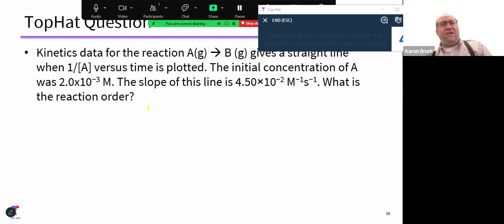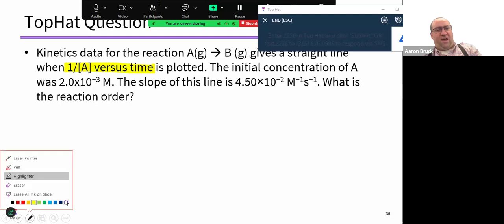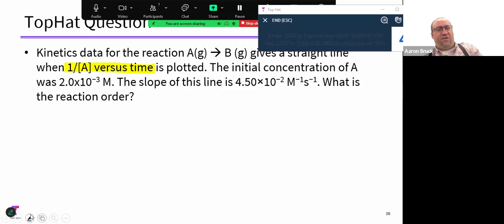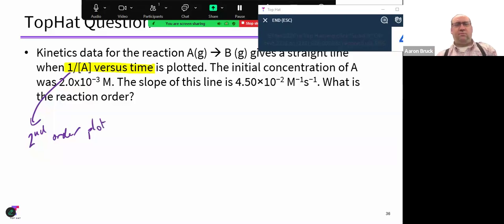So there are 2 pieces of data that we look at that would give us the answer here. The first thing that we're told is that the plot is 1 over A versus time. Well, 1 over A versus time, definitionally speaking, that's a second order plot. So that was our first clue that this was second order.